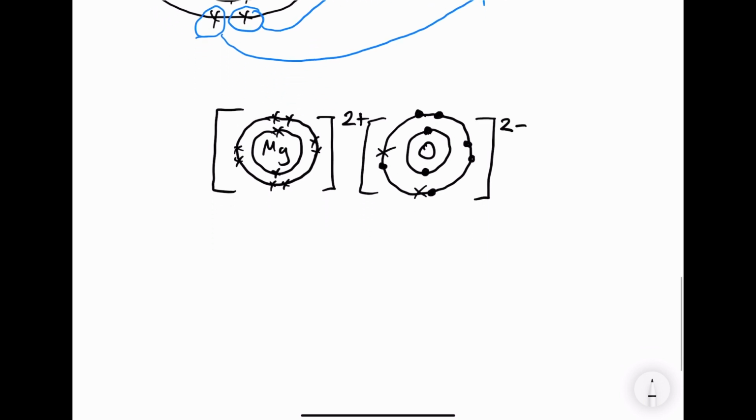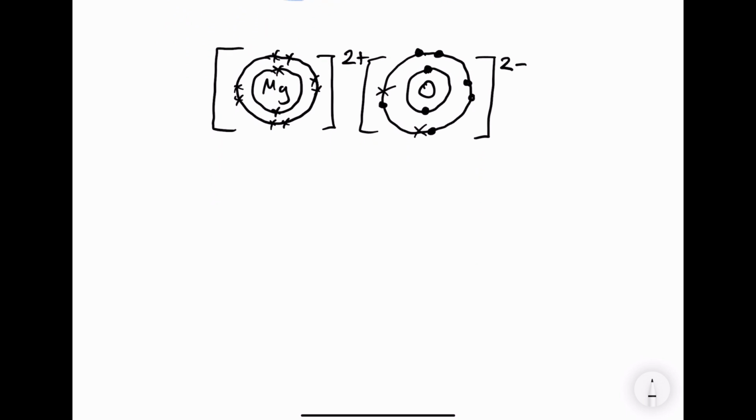negative electrons. Now, as you can see, the charges are equal and opposite, so they cancel each other out, which means that the chemical formula of the ionic compound magnesium oxide is MgO.